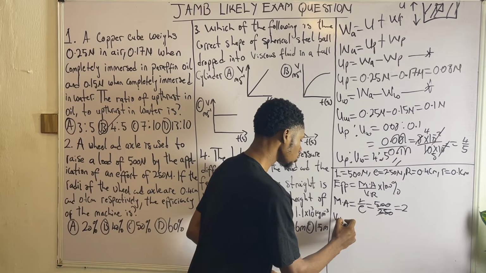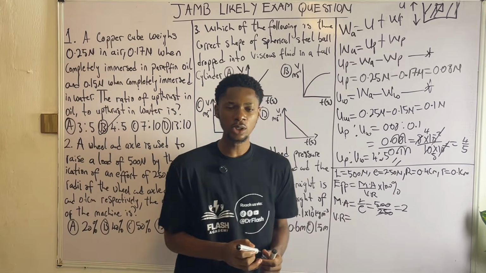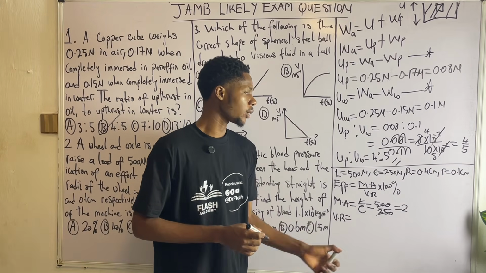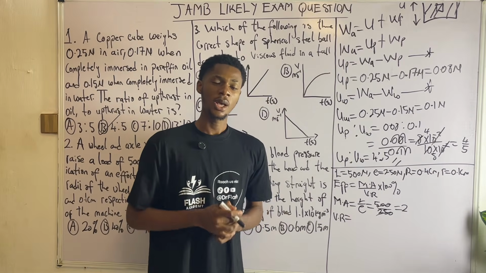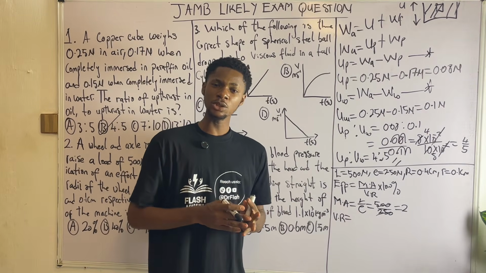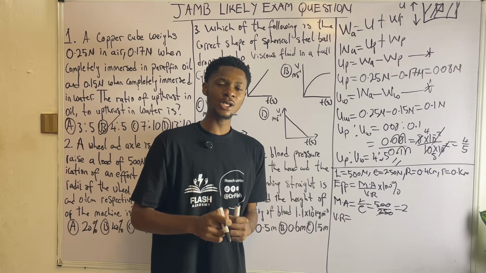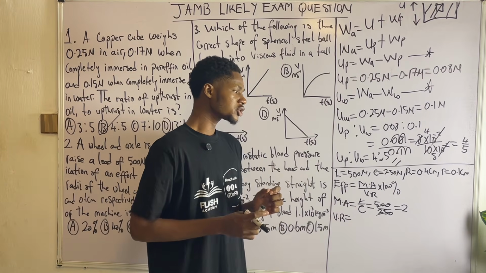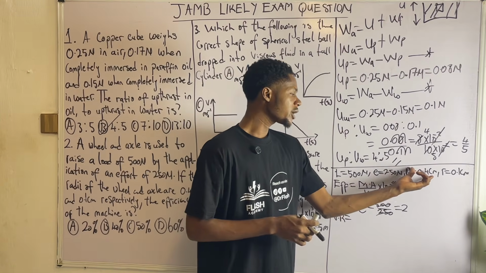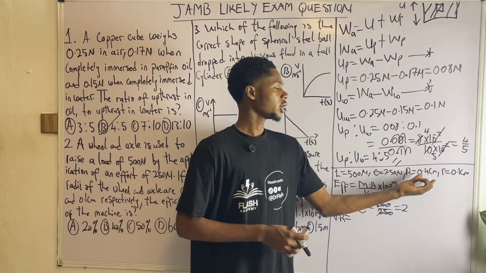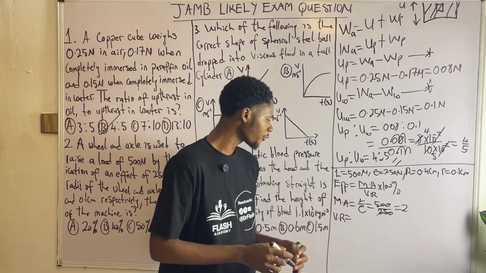Okay, now what's the next thing? What will be velocity ratio? Let's solve velocity ratio. Now take note, velocity ratio is always what now? Big R over small r. Big R over small r. Take note, that is for a wheel and axle system, which means the velocity ratio is calculated by dividing the bigger radius, which is the radius of the wheel, by the radius of the what now? Of the axle.